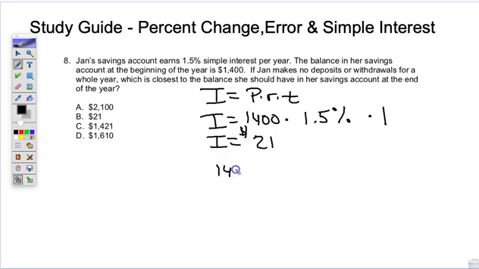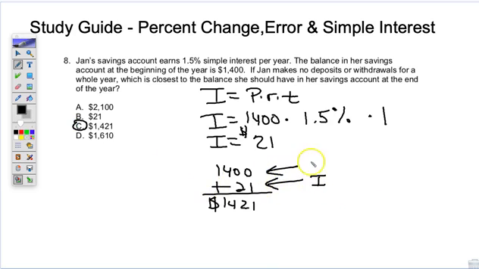Since she started with $1,400, we are going to add that $21. And it looks like at the end of the year, she's going to have a balance of $1,421. It looks like our answer to this one is C. So remember, when it says the balance in the account, you've got to take the interest and add it back to the principal to get the balance.